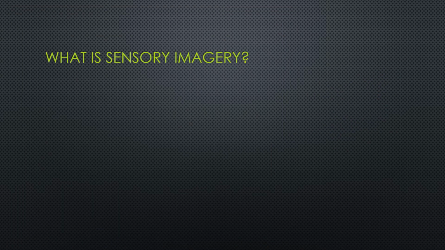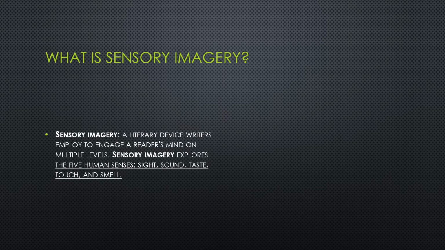So what is sensory imagery? Sensory imagery is a literary device. That means that it is a tool. Remember, we talked about different poetic toolboxes. This will be one of them, one of the tools that poets or writers use to be able to engage a reader's mind on multiple levels. Now, sensory imagery explores the 5 human senses. This is something that we talked about in part A of this lesson. So you have your sight, sound, taste, touch, and smell. So that literary device is going to be able to use words that appeal to those senses. So using words to describe how something looks, how something sounds, how something tastes, how it feels, and how it smells.